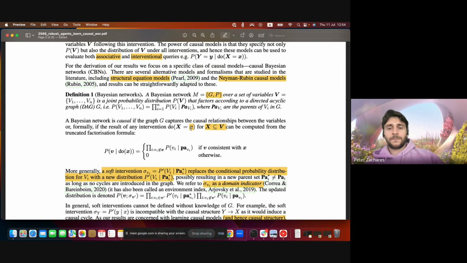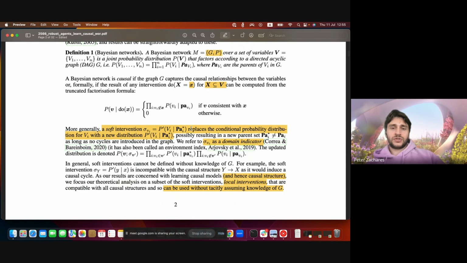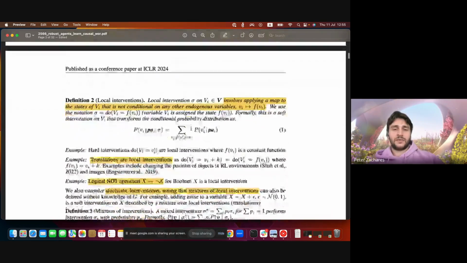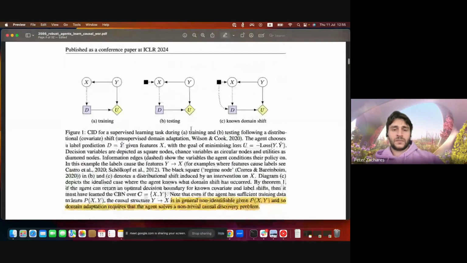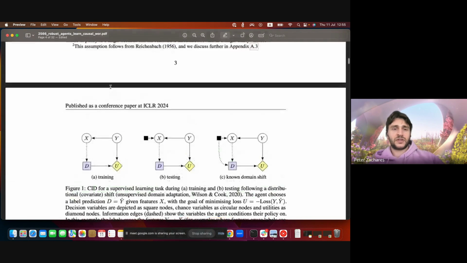But then there's such a thing as a soft intervention, which is one where you can actually modify the probability distribution of each variable and also its parents. So for example, a soft intervention could be like flipping this arrow, so Y is actually caused by X instead of vice versa.